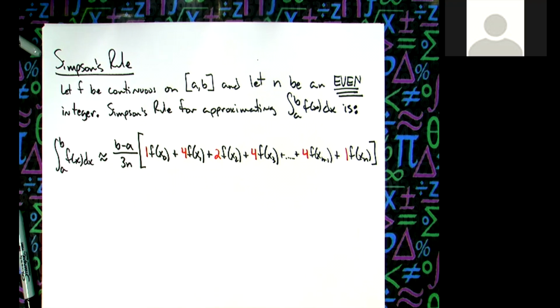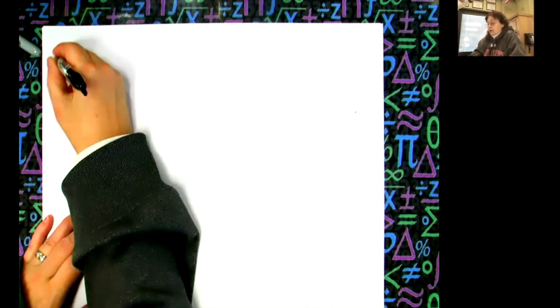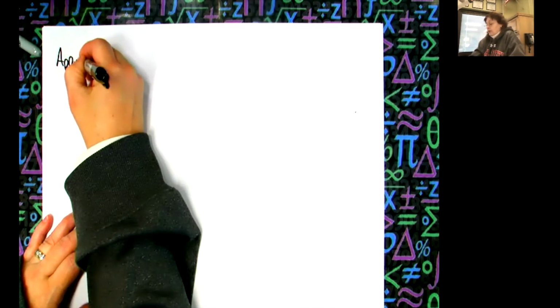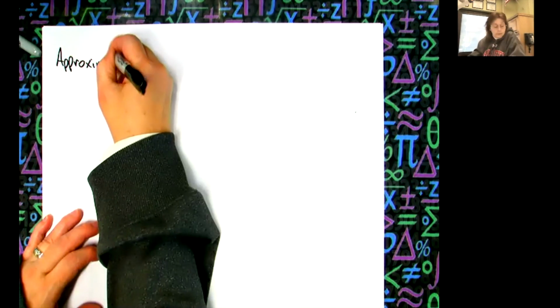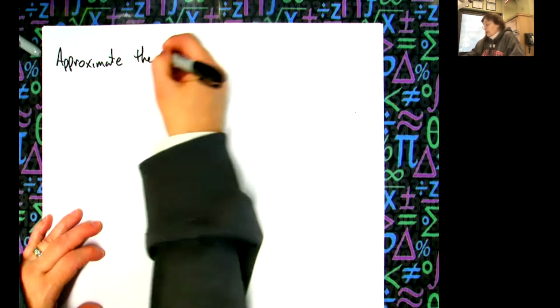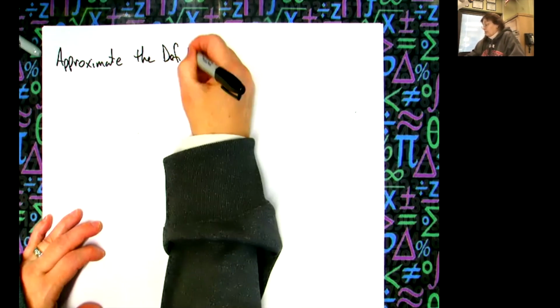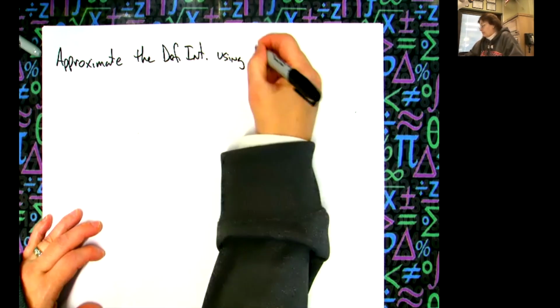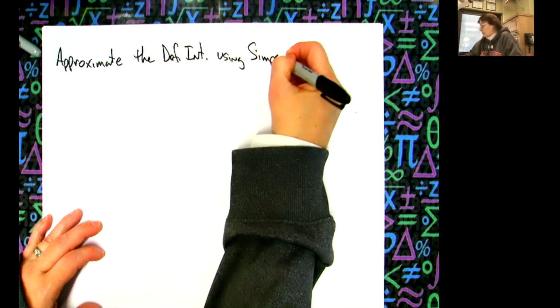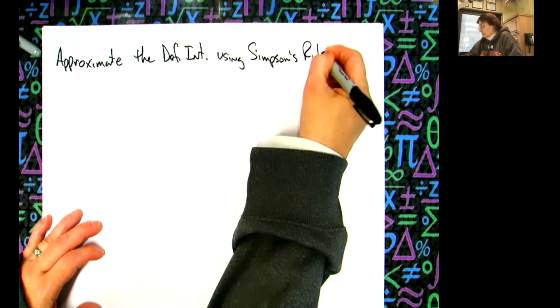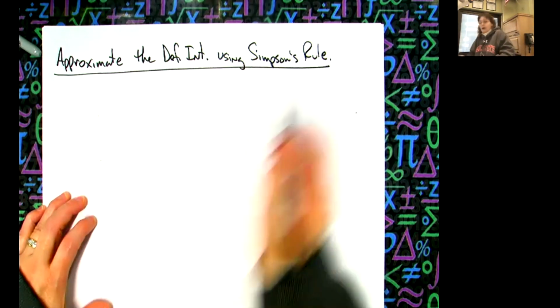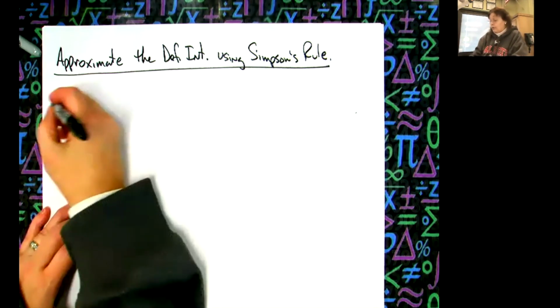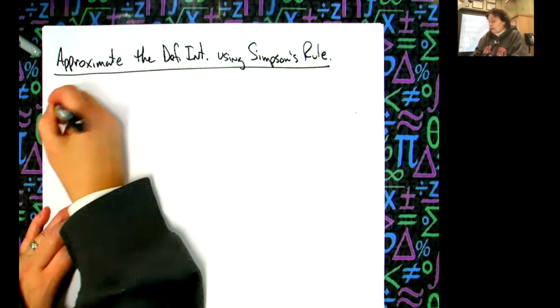I'm good, thanks. Okay, so we'll go ahead and do some directions here. Let's say it says to approximate the definite integral using Simpson's rule. So there's our directions, and your textbook is going to give you the definite integral.